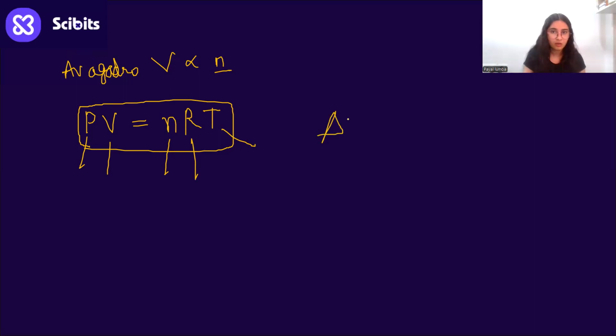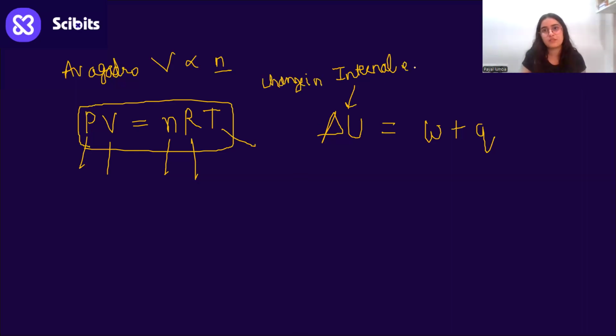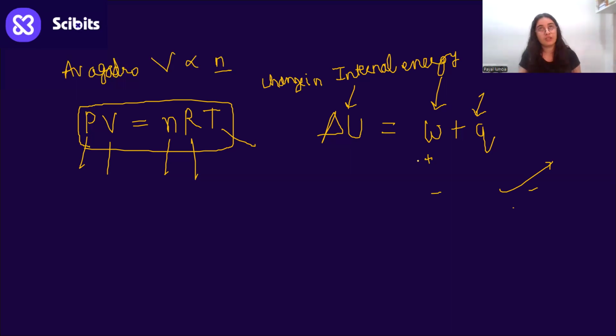Okay. Now, delta U is equal to work done plus heat provided. What is this? It is the change in internal energy. The change in internal energy of a system is the sum of work done on the system and heat supplied to the system. If heat is supplied, then it is plus. If it is taken out, then it is negative. If work is done on the system, it's positive. If work is done by the system, it is negative.